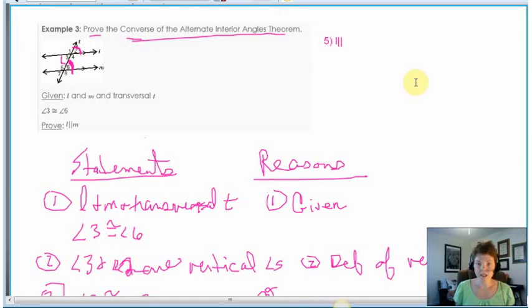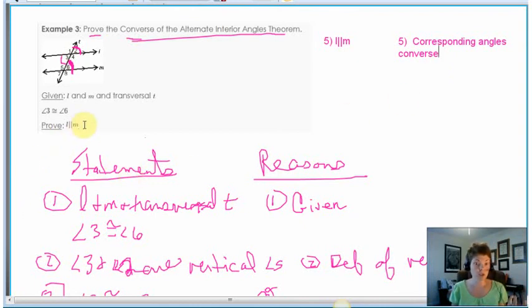I have these automatic things that type when I type certain letters, and L is one of those letters. So L is parallel to M. Hopefully you can read that well enough there. And how do you know that? Because 2 and 6 are corresponding. So the corresponding angles converse. Okay, and there's your proof. That's what you were trying to prove.